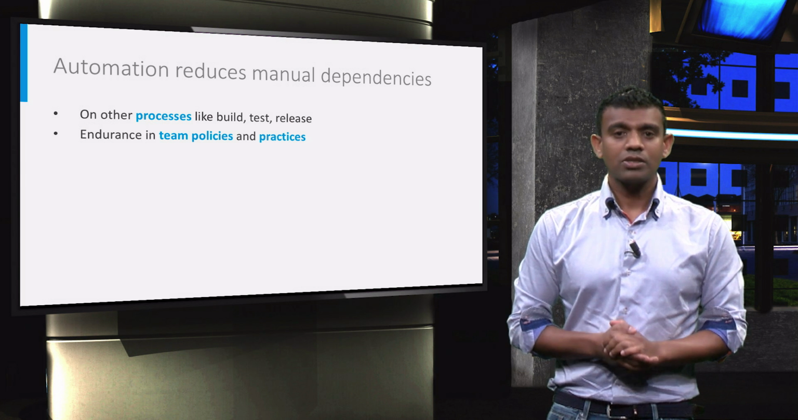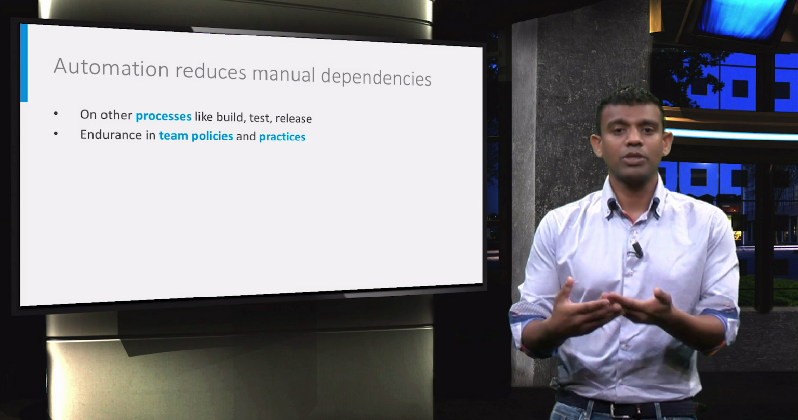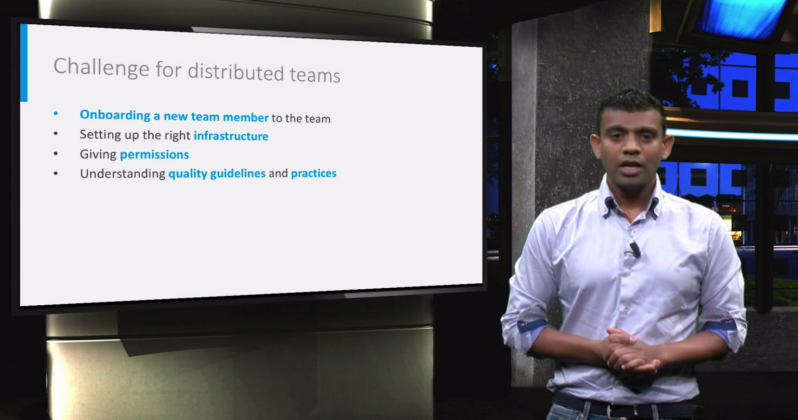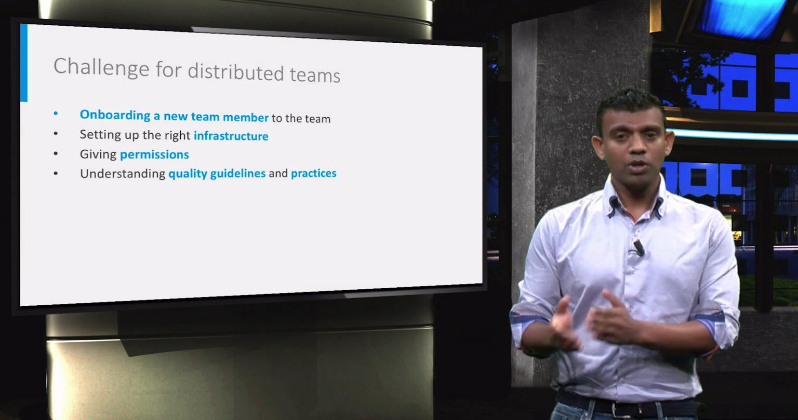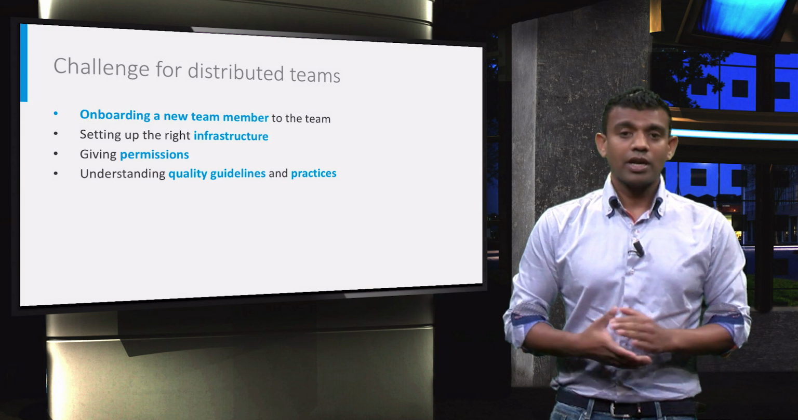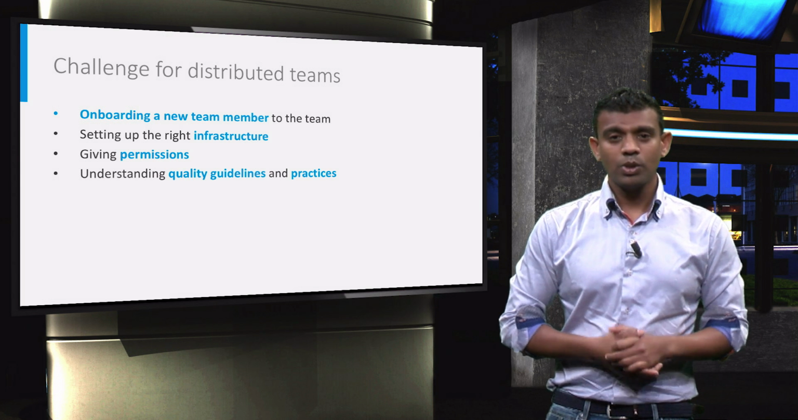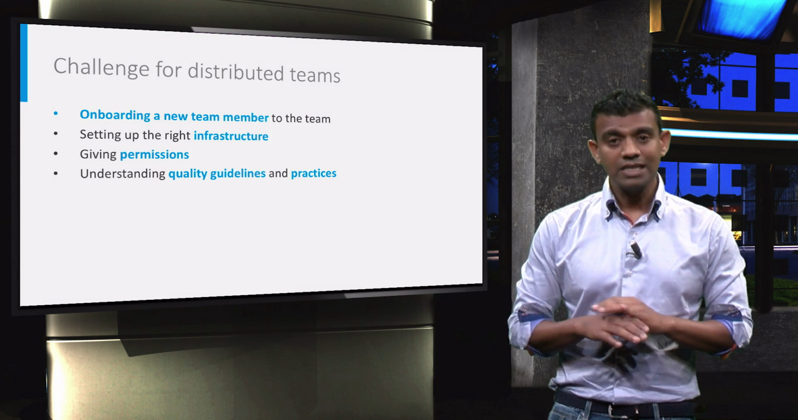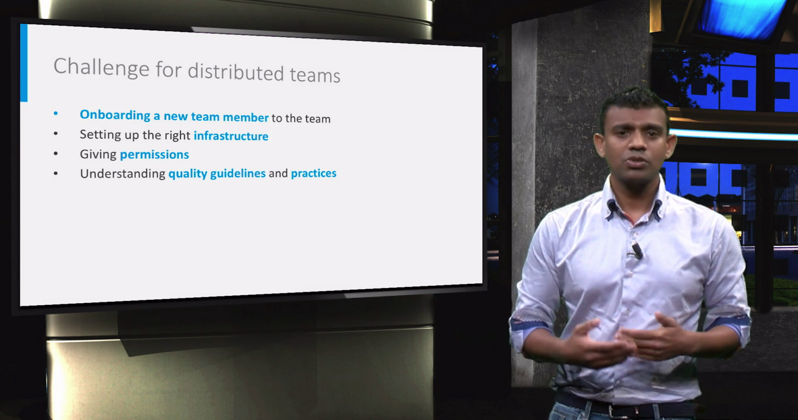One of the main challenges of the distributed teams are the difficulties in onboarding a new team member to the team. It takes more time and effort for setting up the right infrastructure, giving permissions, understanding the coding guidelines and practices, setting up the code and testing knowledge, etc. With automation in place, these things are easily reproducible across different locations, and it makes it easier to scale distributed working.